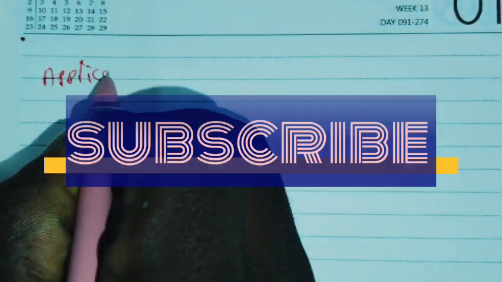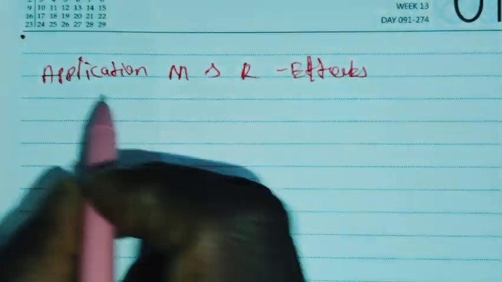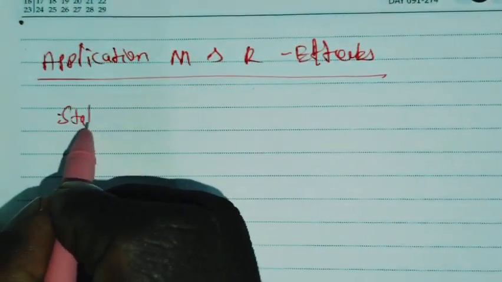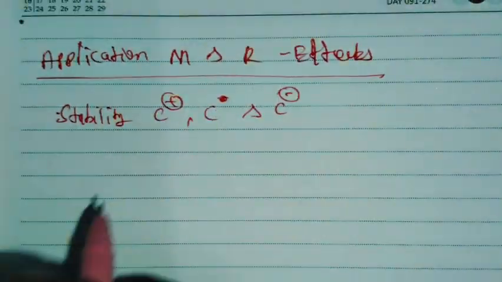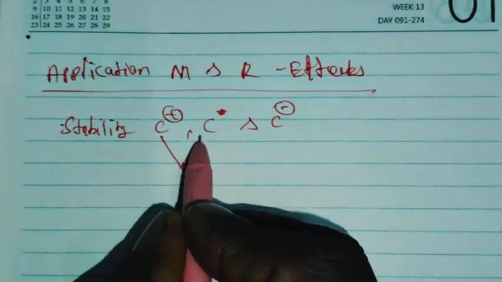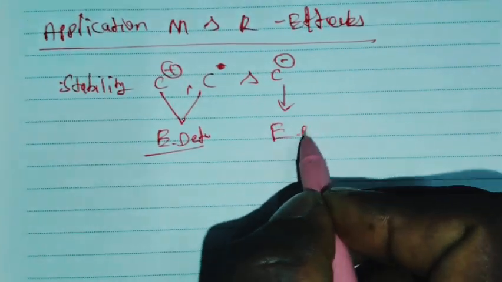Next is the application of M effect, as well as R effect. Generally, the first application is the stability of carbocation, free radical and carbanion. Carbocations and free radicals are electron deficient. Carbanions are electron rich.